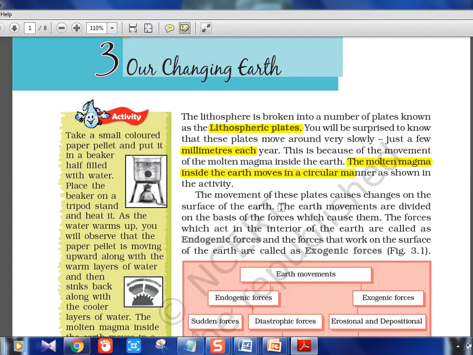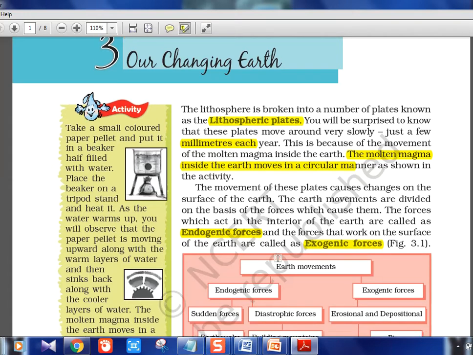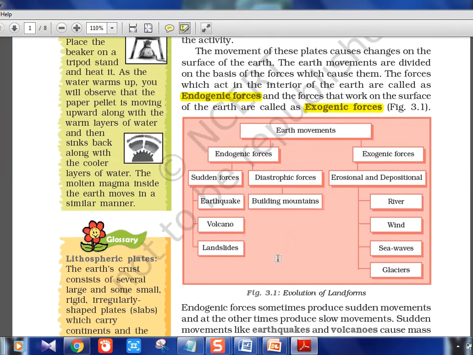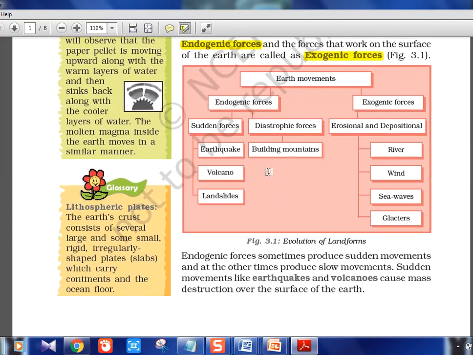We see that the movements are divided on the basis of forces which cause them. Okay, so there are endogenic forces and exogenic forces. So endo and exo, again endo means inside and exo means outside. We have seen intrusive and extrusive, right, for igneous. Again inside, outside, same way, different terminology, endo and exo. Okay, so earth movements, this picture will tell you everything. Sudden forces, so endo means internal, so inside the earth we can have disastrous effects like earthquake, volcano, landslide.